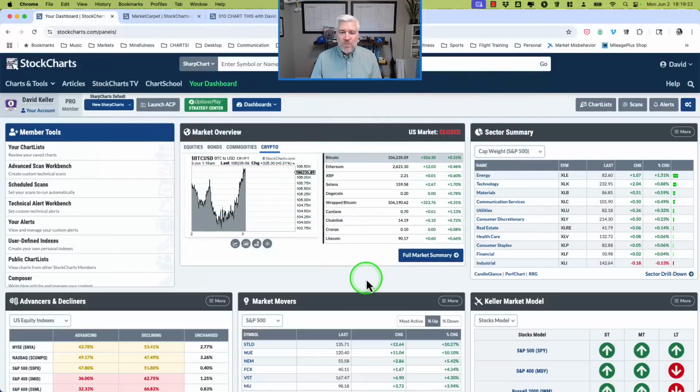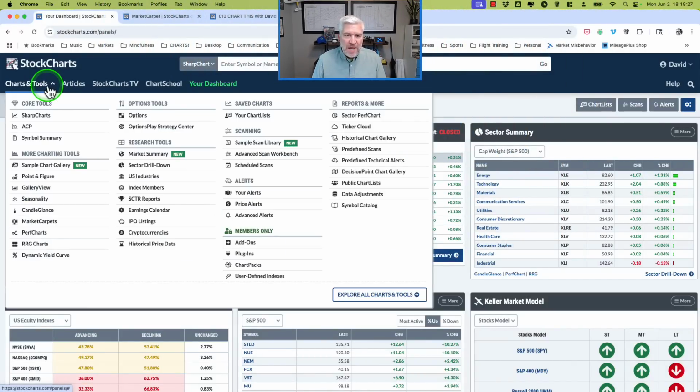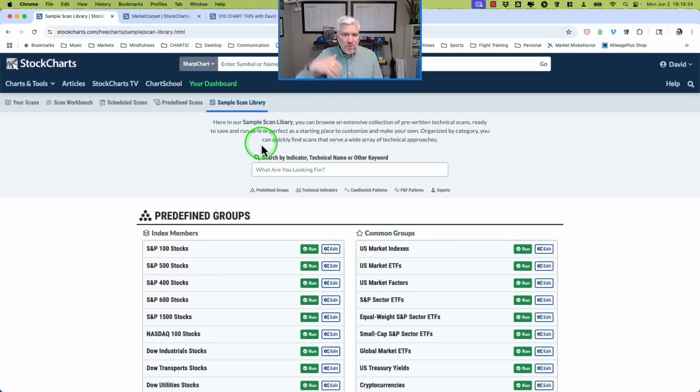Let's get to the scan. So the best place to get here is from the front page or your dashboard. If you go to Charts and Tools and go to best places, go to Sample Scan Library. To be honest with you, once you create this scan, you should save it into your own login.